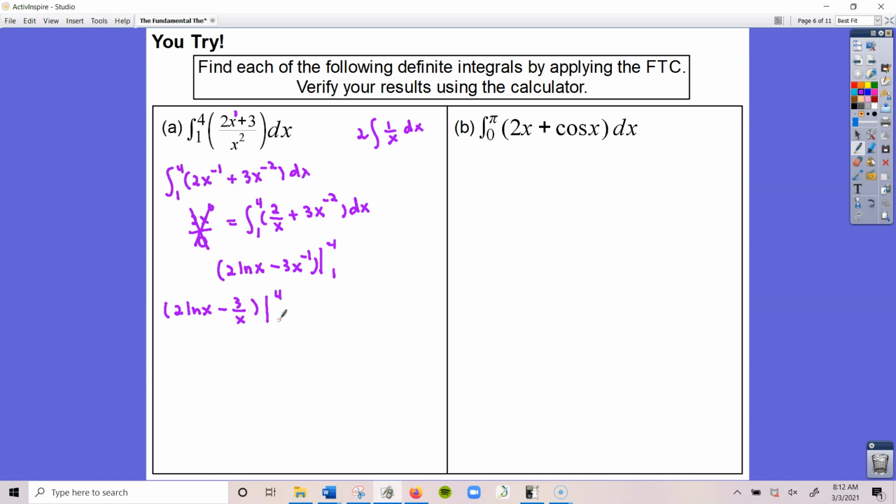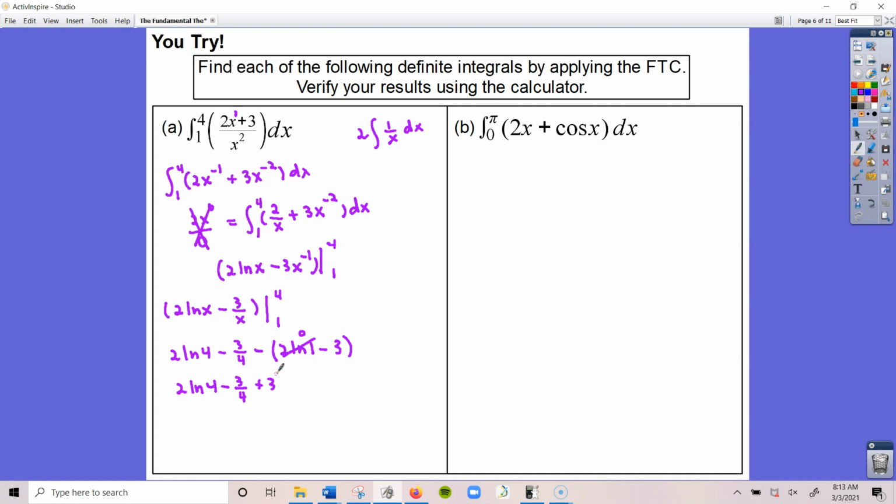Now we're going to plug in the 4 and then subtract when we plug in 1. So when you plug in the 4, you get 2 ln of 4 minus 3 over 4, minus, now I plug in the 1, 2 ln of 1 minus 3 over 1, which is just 3. Now the ln of 1 is just 0, so this is basically 0. So we have now 2 ln of 4 minus 3 over 4 plus 3, since 0 minus 3 is negative 3, and minus negative 3 becomes plus 3.